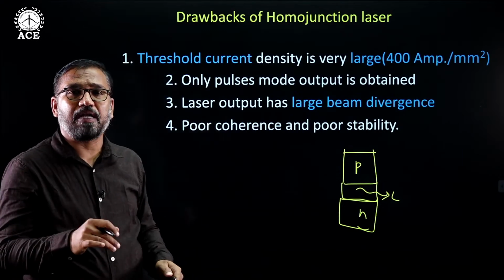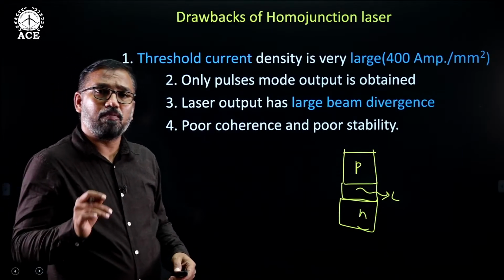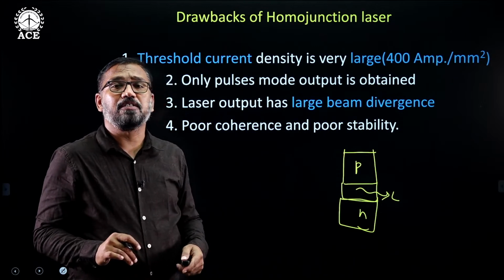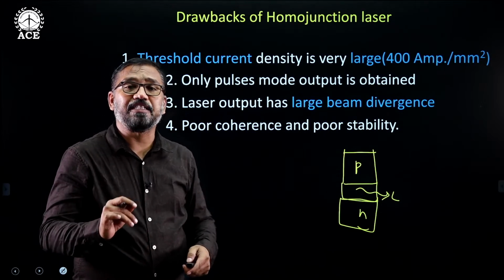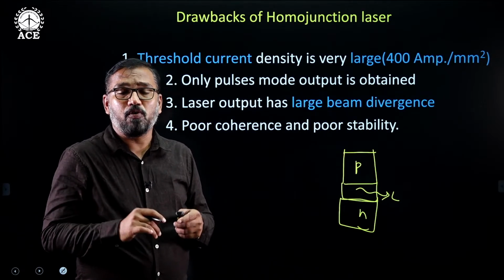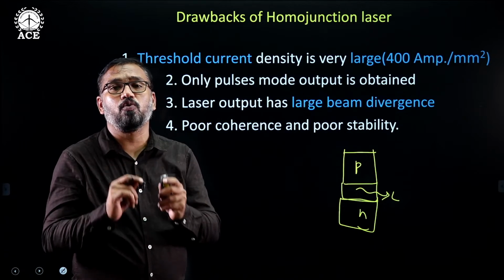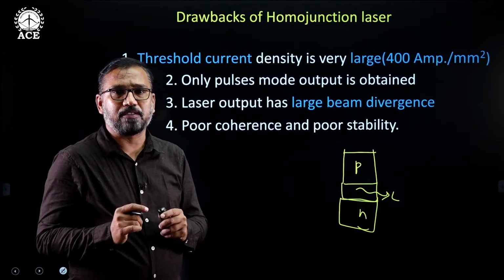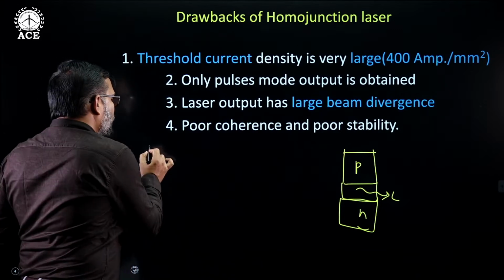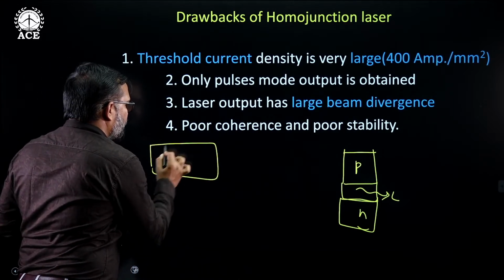When it spreads more, what happens? It loses its power. And one more main disadvantage is that its threshold current density is high, meaning the amount of current that we have to flow through the junction in forward bias. So we know that we have to give some forward bias now.